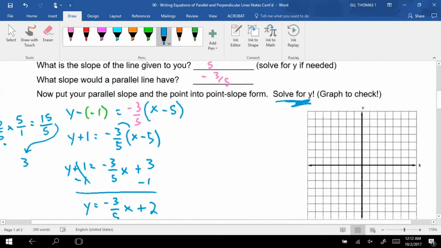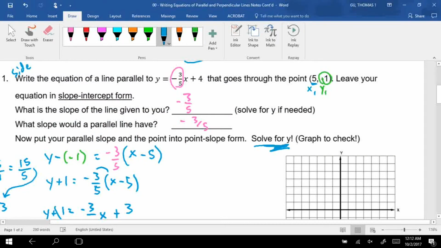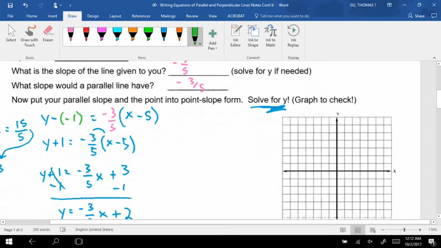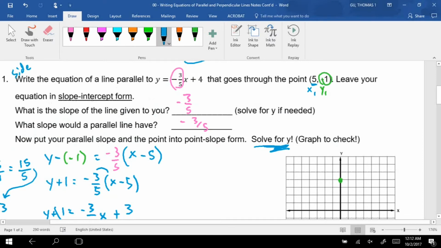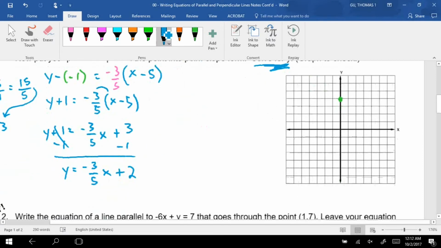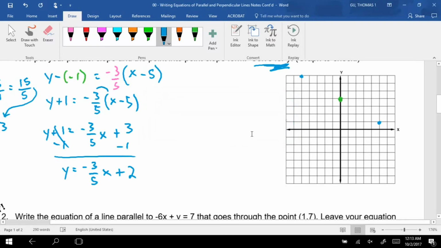Now we can graph our line. It says graph to check. Our original equation was -3/5x plus 4. What's our y-intercept? It's (0, 4). Then we've got -3/5, so down 3 and right 5, and the opposite direction as well: up 3, left 5. So there's our original line. I didn't draw a perfect line there, but you know.